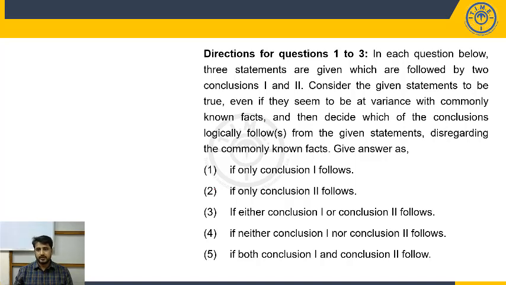Directions for questions 1 to 3. In each question below, 3 statements are given, which are followed by 2 conclusions, 1 and 2. Consider the given statements to be true even if they seem to be at variance with commonly known facts, and decide which of the conclusions logically follows from the given statements, disregarding the commonly known facts, and give the answer as choice 1 if only conclusion 1 follows, choice 2 if only conclusion 2 follows, choice 3 if either conclusion 1 or conclusion 2 follows, choice 4 if neither conclusion 1 nor conclusion 2 follows, and choice 5 if both conclusion 1 and conclusion 2 follow.